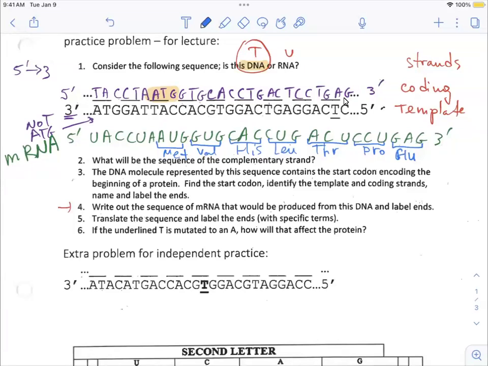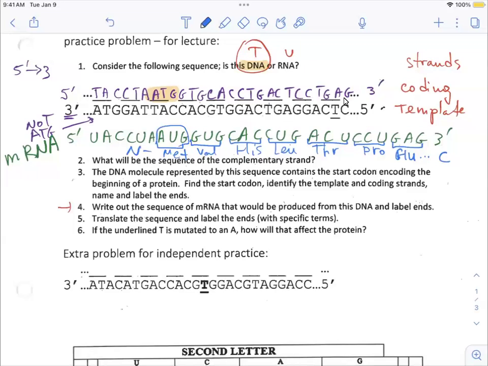All right, so we translated. We're going to label the ends with specific terms. So that's N terminus to C terminus. And the protein will continue. And again, notice that the start codon is not where the messenger RNA starts. We still have untranslated regions.